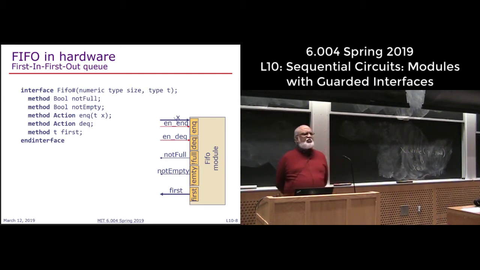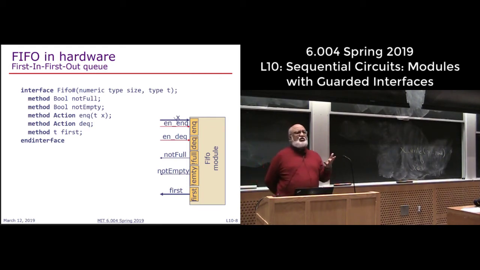So we have defined two Boolean flags, not full and not empty, and then we have enqueue values of type T, and we can dequeue things, and we can look at the first element in the FIFO. And if you are enqueuing values of type T, then when you look at the first element of the FIFO, it's also going to be a value of type T. Now remember, when I look at the first element, it's just a read method. Doesn't affect the state of the FIFO. What affects the state of the FIFO is a dequeue operation.